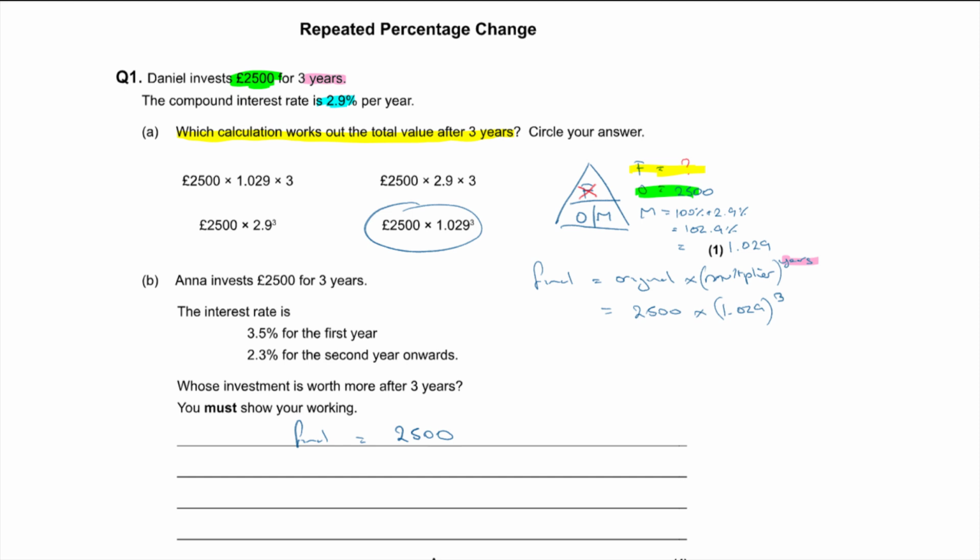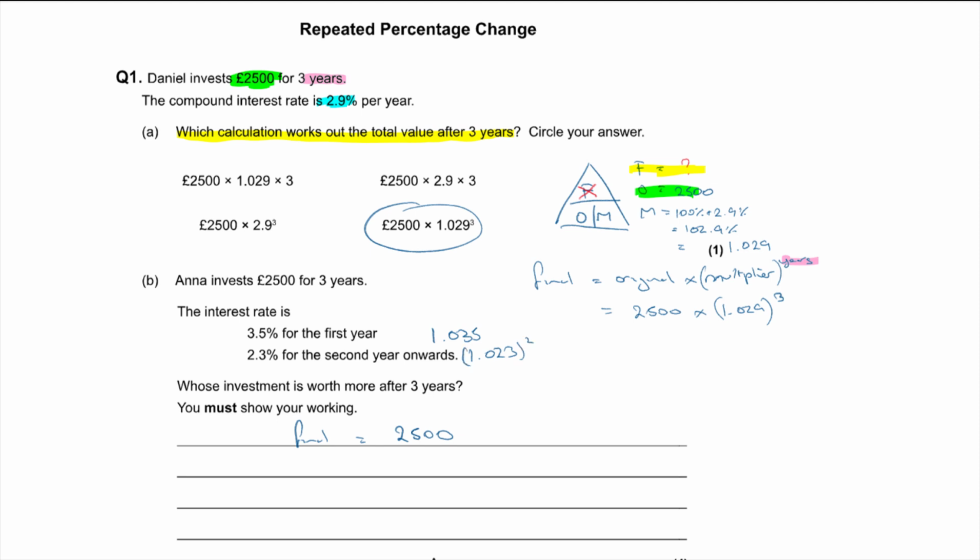Now, her percentage changes are different, aren't they, for each of the three? So I can't just take one and raise it to the power of 3. This one, 3.5% as a multiplier: if you've got 100%, you add 3.5%, you've got 103.5%, which as a multiplier is 1.035. And this one is going to be 1.023. Okay, now that one we're going to do twice, so we need to square that one.